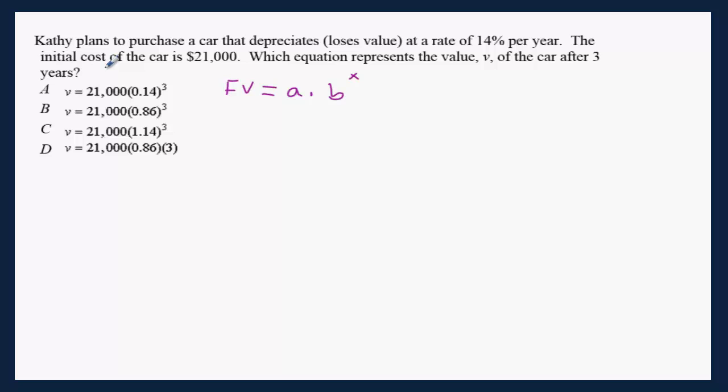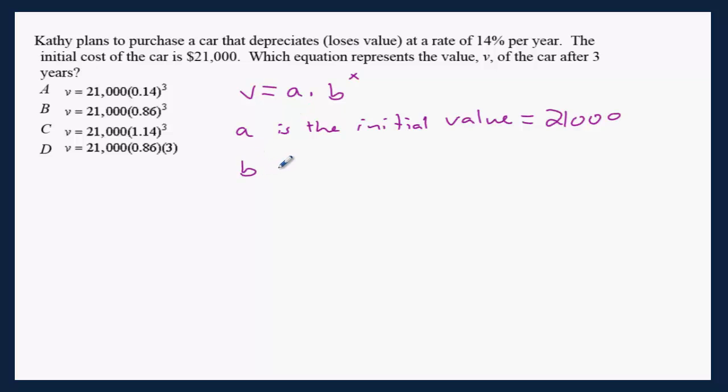We're looking for the future value here. In this case, the future value is v. So instead of f of x, let's write just v, where a is the initial value. The initial value in this case is the price that Kathy purchased the car, which is $21,000. Now let's get b.